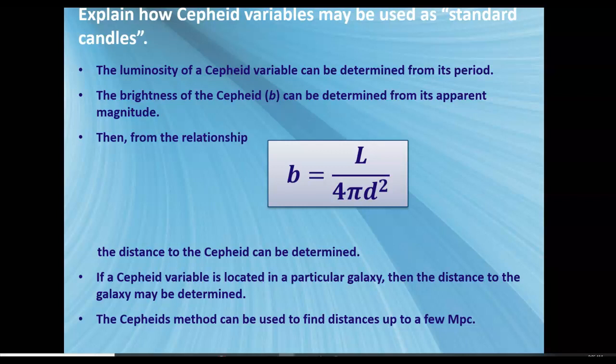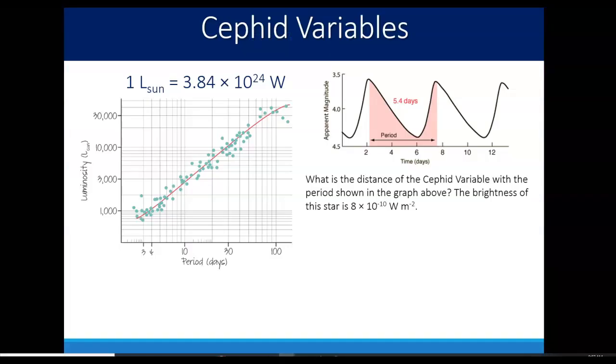But Cepheid variables, or any standard candle method, are really useful for finding the distance to a star if we can't use simple stellar parallax. Again, this can be used up to a couple million parsecs. So here's just a simple example. Let's say we look at a Cepheid variable and we measure that the period of brightness to brightness is 5.4 days.